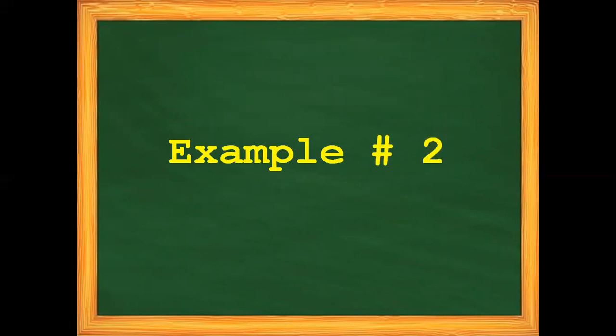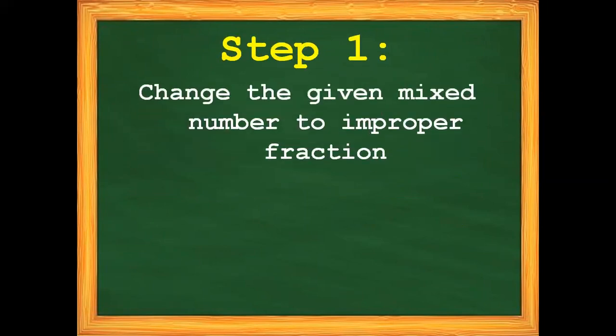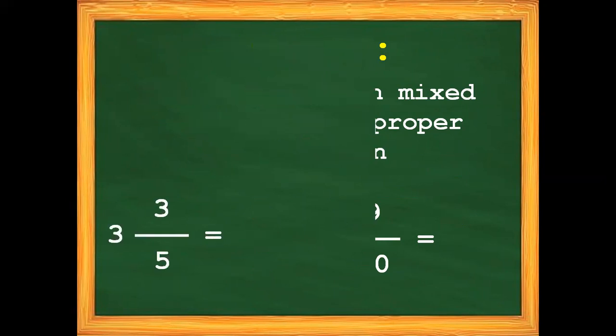Let's proceed with example number 2. First, change the given mixed number to improper fraction. We have 3 and 3/5 times 9/10. So in this case, the mixed number is 3 and 3/5.